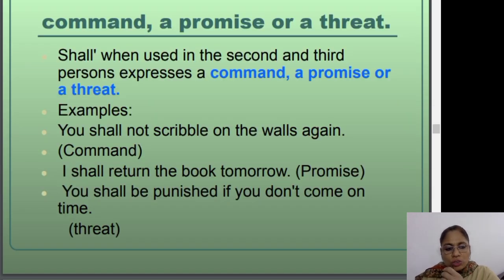But shall can also be used along with second and third persons. And when I do that, it expresses a command, a promise, or a threat. For example, you shall not scribble on the walls again. I am giving a warning. I am commanding. I shall return the book tomorrow. I am making a promise. You shall be punished if you don't come on time is a threat.